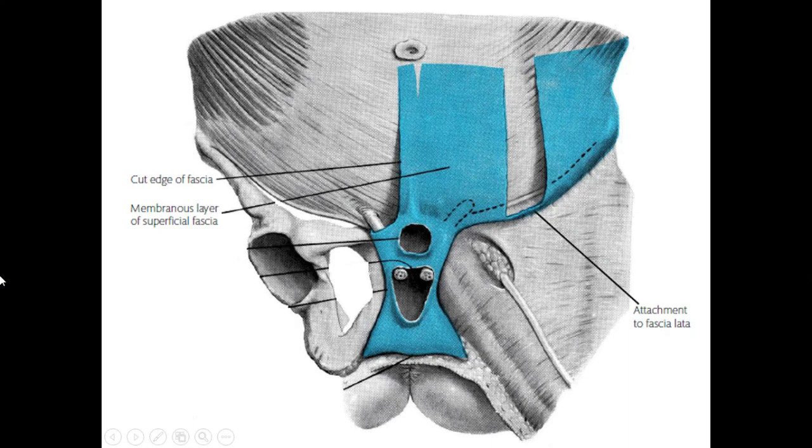But the urine cannot pass far into the thighs because the membranous layer of the superficial fascia blends with the fascia lata, enveloping the thigh muscles just distal to the inguinal ligament.